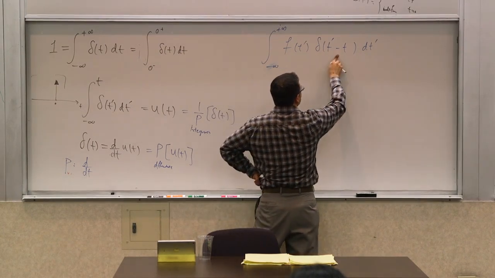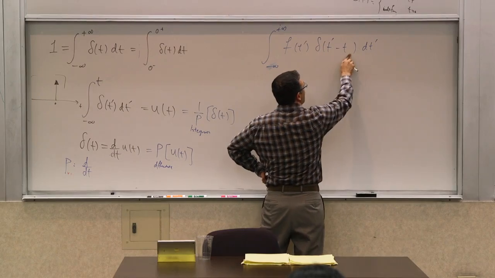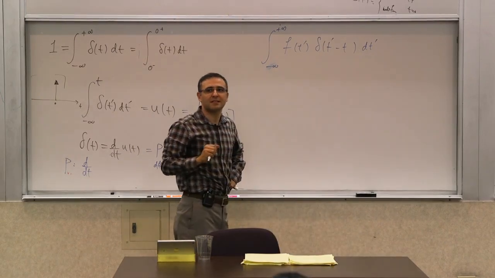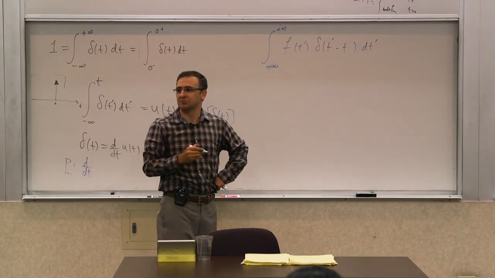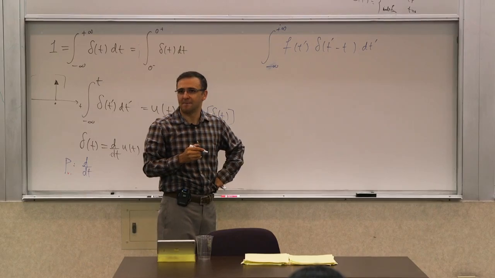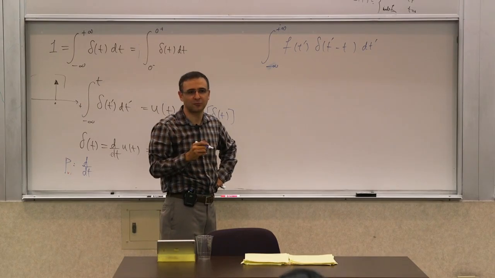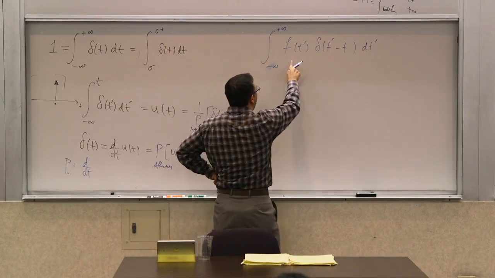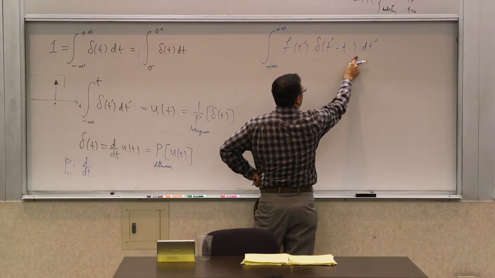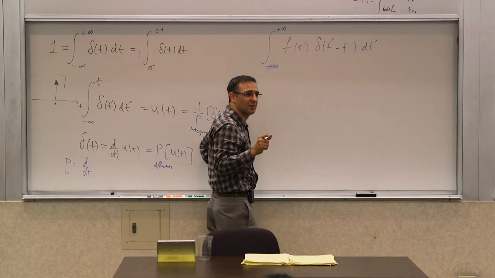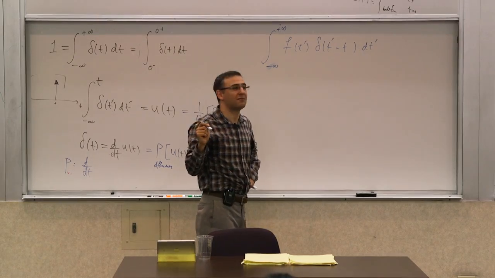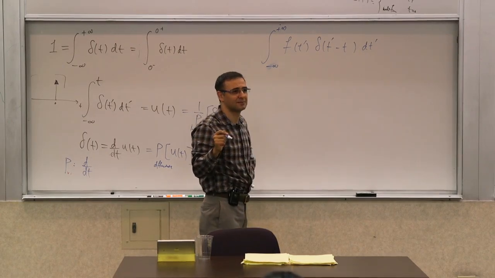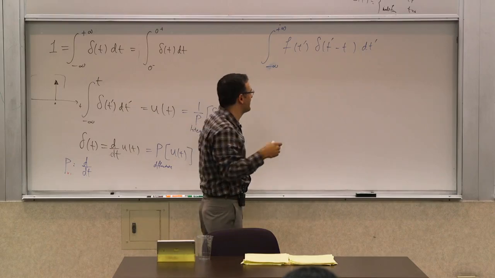Let's think about this function. This is a very special function, a very unusual function. Its value is 0 at all times, except for when its argument is 0. So would the value of f matter when the delta is 0? At what point does the value of this function matter? When t prime is equal to t.